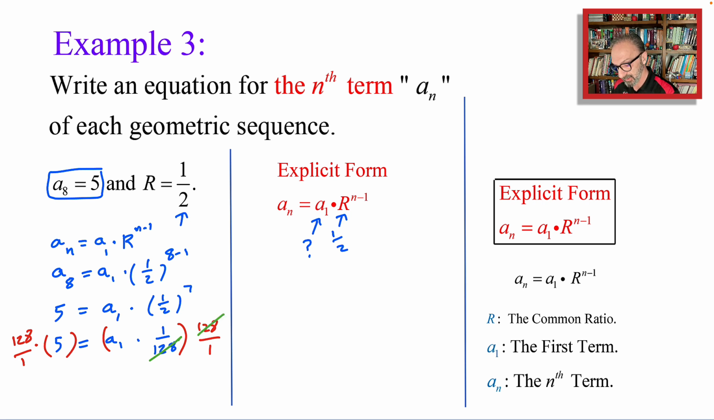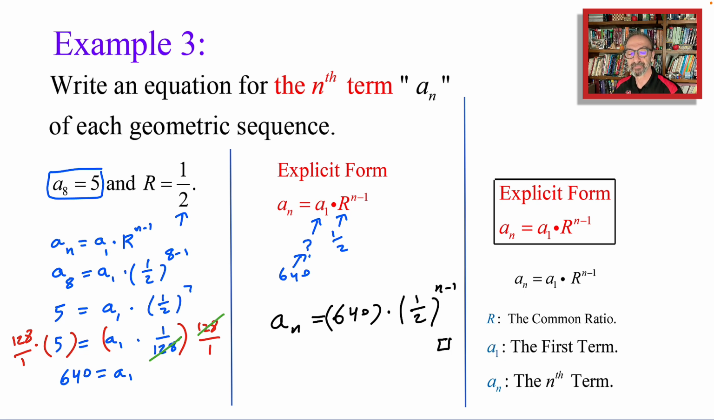I have a sub 1 equals 5 times 128 over 1, which is 640. Now I know what is a sub 1, which is 640. The formula becomes a sub n equals 640 times half to the power n minus 1. And that should do it.